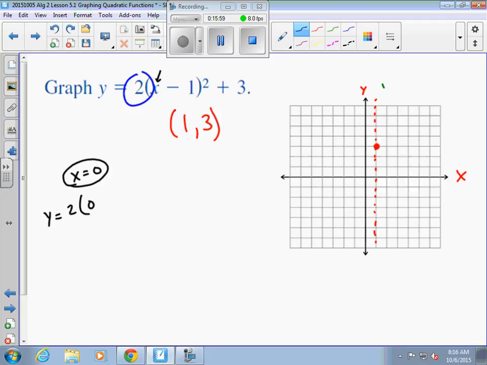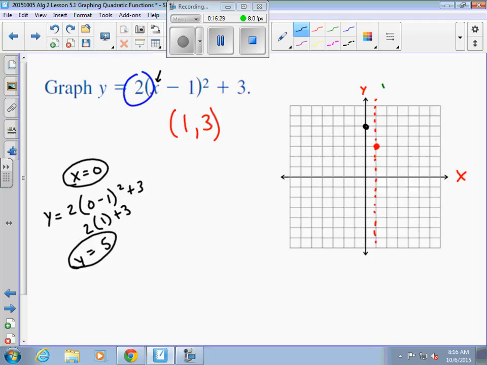All I'm doing is plugging it in place of x: 2 times (0 minus 1) squared plus 3. So 0 minus 1 is negative 1. Negative 1 squared is 1. And 2 times 1 plus 3 is 2 plus 3, which is 5. So when x is 0, y is 5. So we were at 3, 4, 5. There is your point when x is 0.